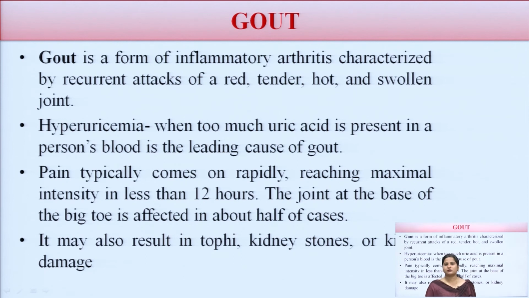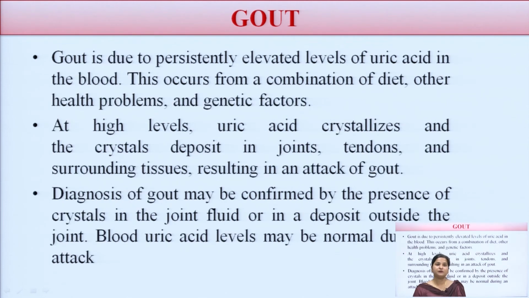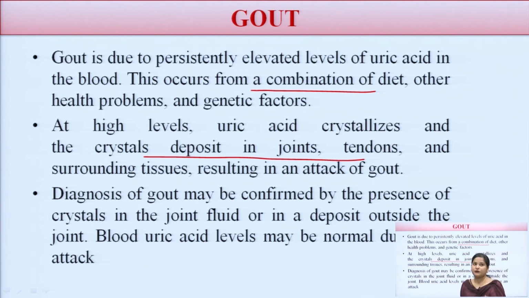Now, gout. Gout is an inflammatory arthritis. It is caused by hyperuricemia, meaning uric acid is deposited into the small joints of the body, and due to this the person feels so much pain in the area of the joints where the uric acid is deposited. Gout is due to an elevated level of uric acid in the blood, and this occurs from a combination of diet and other factors. Crystals of uric acid deposit into the joints.